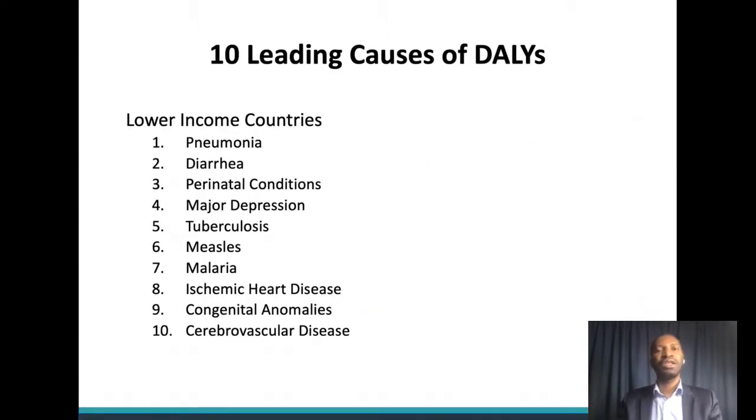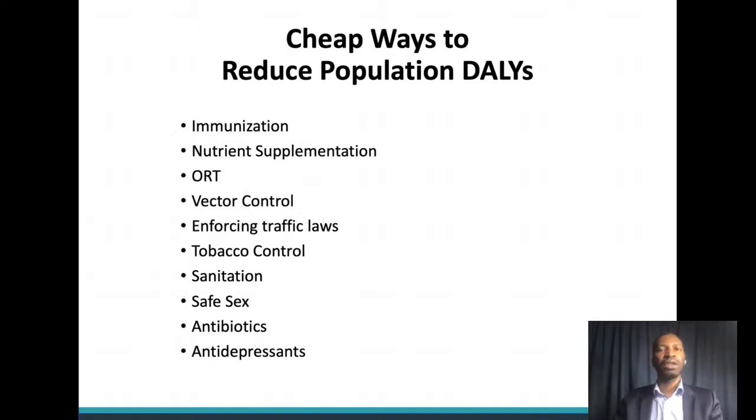Here are some of the 10 leading causes of DALYs. For lower income countries, number 1 is pneumonia, followed by diarrhea, and then perinatal conditions, major depression, all the way down to cerebrovascular diseases. There are cheap ways to reduce population DALYs.